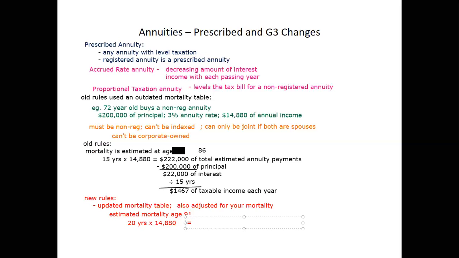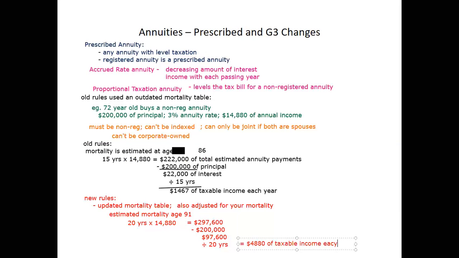And now you can see you get $297,600 here, minus $200,000, so $97,600. Now divided by 20 years, we're going to have $4,880 of taxable income each year. So you've about tripled the tax bill for adding those 5 years of mortality.